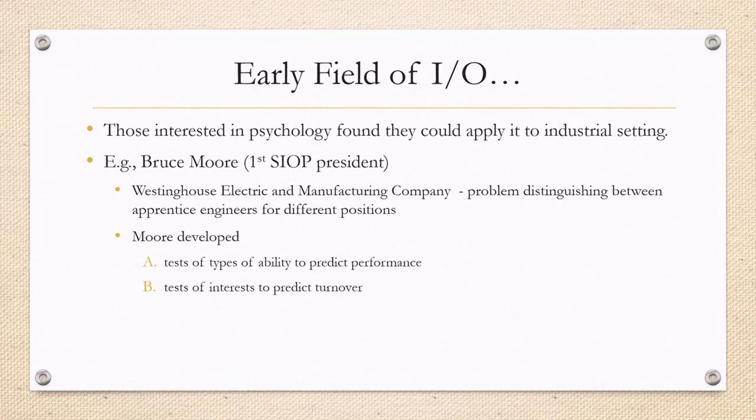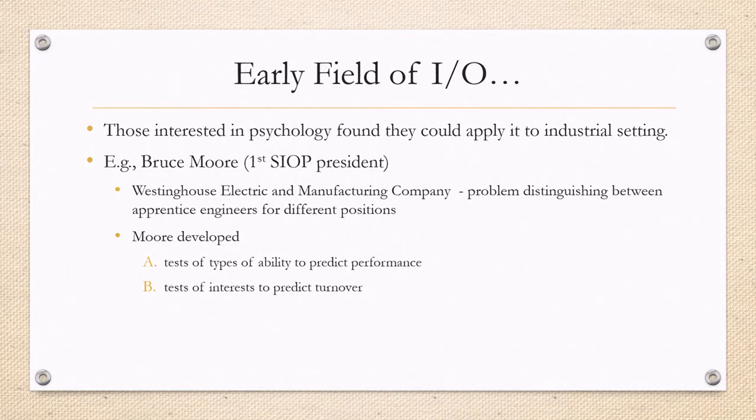The problem that they had was that they needed to be able to distinguish which apprentice engineers they had coming in would be good for different positions. They had positions that were more sales-oriented and others that were more research and design. So what Moore did is he developed tests. First, he developed tests to look at the abilities that people had. So those apprentices coming in, some of them had more social abilities, and some of them had more intellectual abilities. These are just two of the subcomponents that he looked at.